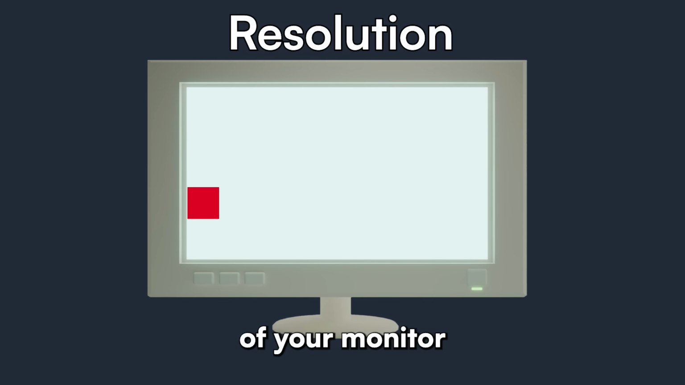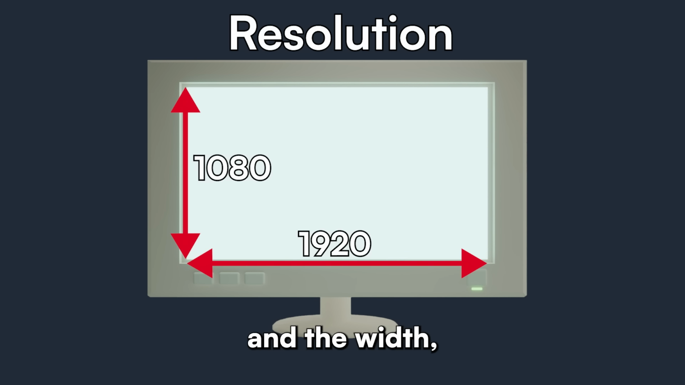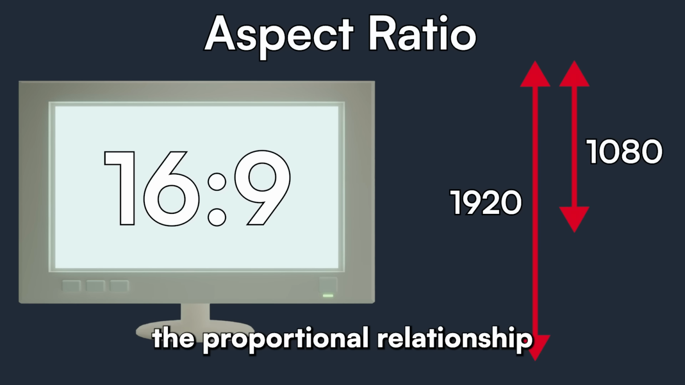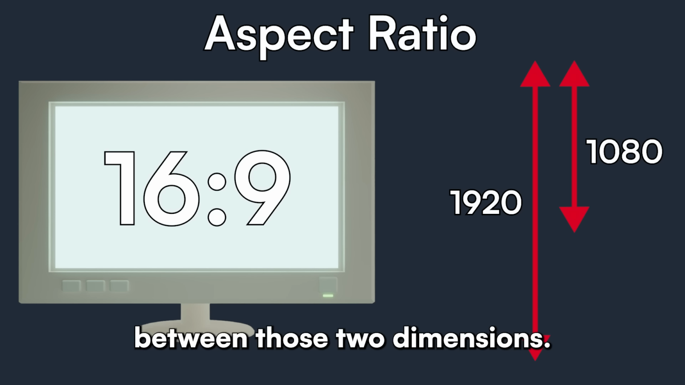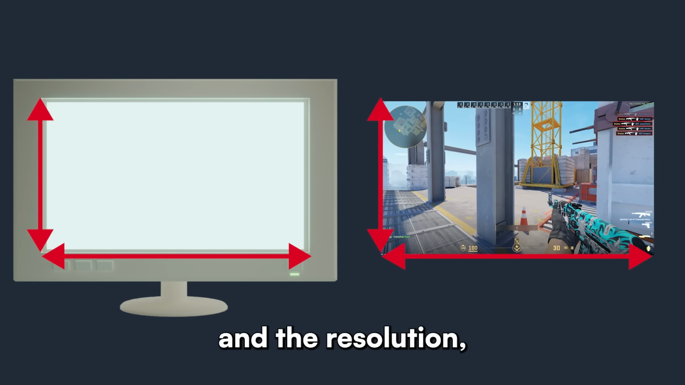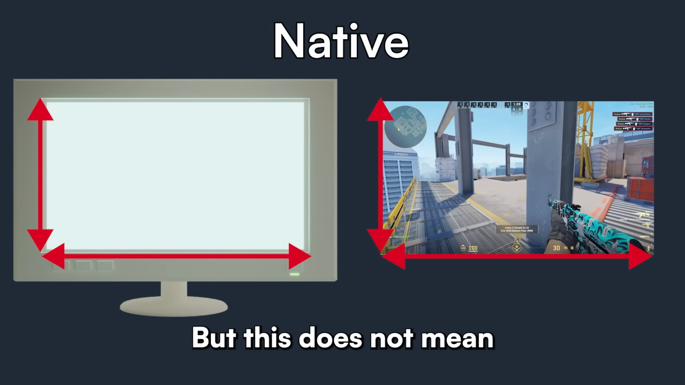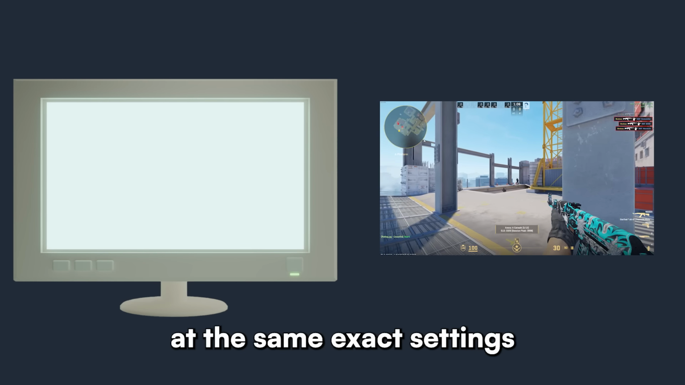The resolution of your monitor is the number of pixels that compose your monitor in both the height and the width, and the aspect ratio is the proportional relationship between those two dimensions. If your game perfectly matches your monitor in both the aspect ratio and the resolution, you are playing at the native settings. But this does not mean that the game has to be rendered at the same exact settings.